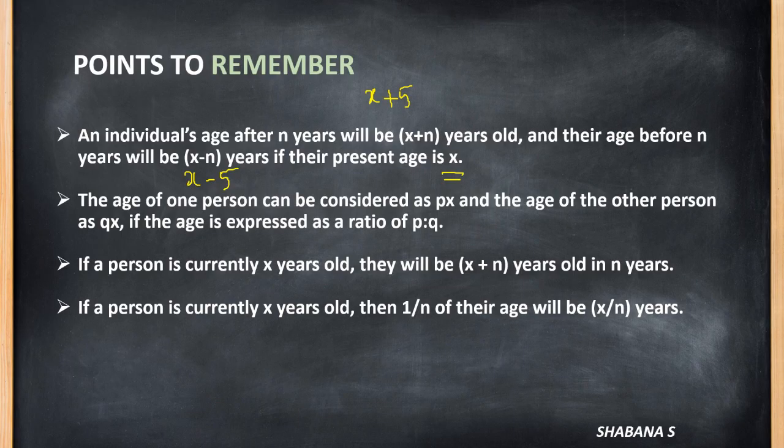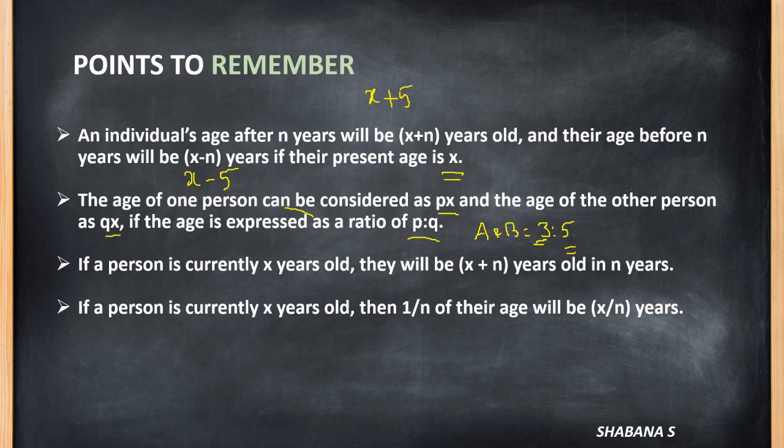Point number 2. The age of one person can be considered as px and the age of the second person as qx, if the ages are expressed in the ratio p is to q. For example, when the ages of A and B are in the ratio of 3 is to 5, we generally say that person A is of age 3x and person B is of age 5x. That's what the statement means, nothing different. So when you express the ratio as p is to q, you take the first person's age as px and the second person's age as qx.